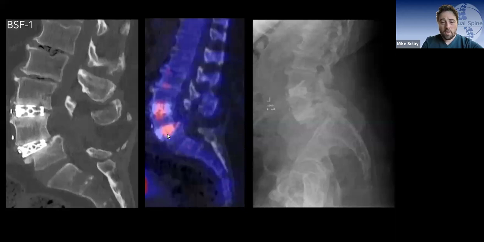Quite strongly bone scan positive. And then in the erect position, you can see the cage is really collapsed. You can actually see a loosened line there as well. So I think most people would say that's a pretty obvious case of BSF1 or complete non-union and complete pseudarthrosis.